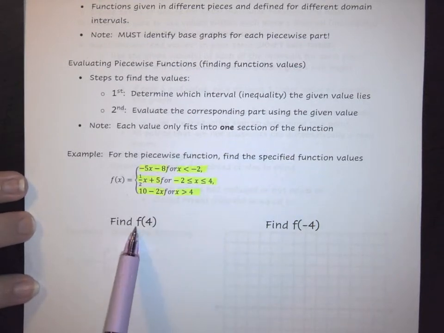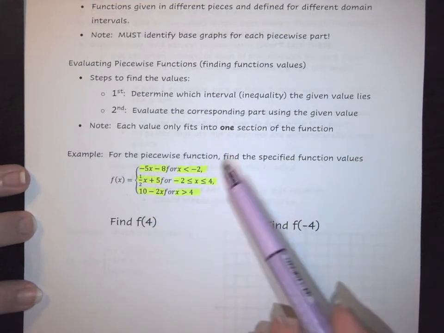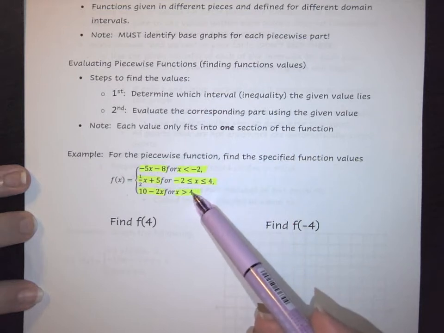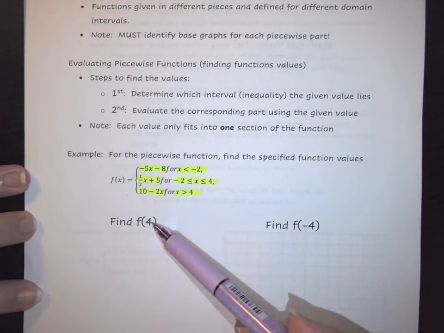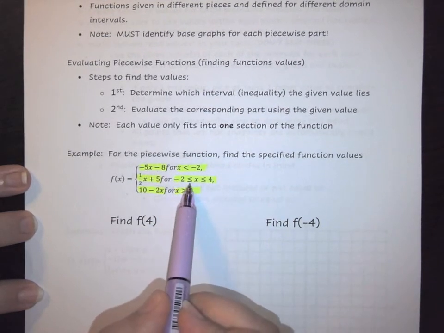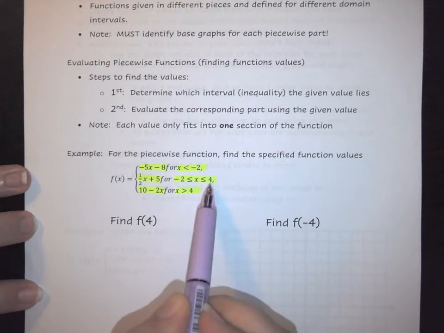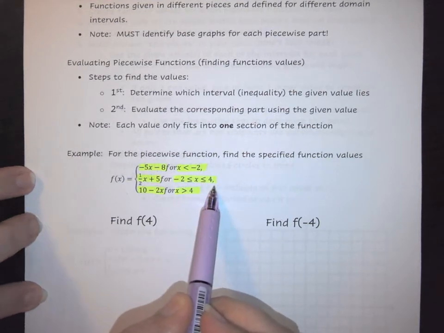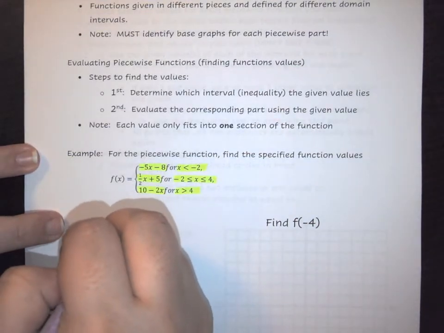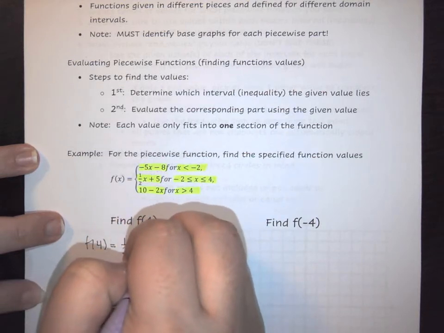So here I want to evaluate. I want to find f of 4. And so the way I do that is I have to come into my directions and figure out which one of these 3 equations this 4 falls into. If you notice, this middle one here has the less than or equal to symbols. Therefore, my 4 is included in the second. So when we're looking at f of 4, we have to use the equation 1/2 x plus 5.